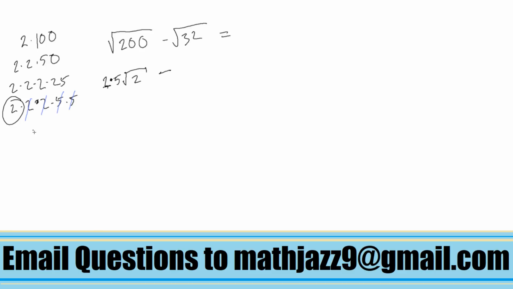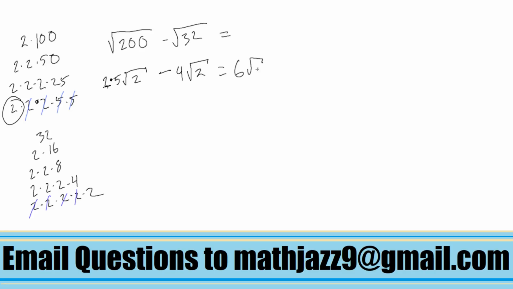So let's factor 32. 32 is equal to 2 times 16, which is 2 times 2 times 8, which is 2 times 2 times 2 times 4, which is 2 times 2 times 2 times 2 times 2. And again, we can cancel out pairs of common factors. So these 2's and those 2's come out. So this is 1 2 that comes out, and this is another 2 that comes out. Now we get left with 4, or 2 times 2 times the square root of 2. So we get 10 radical 2 minus 4 radical 2 equals 6 radical 2.